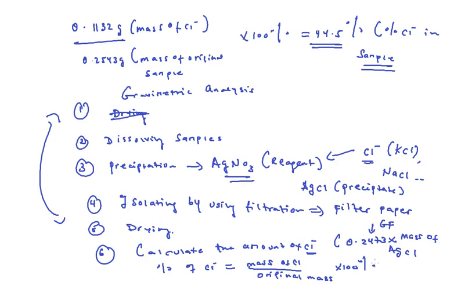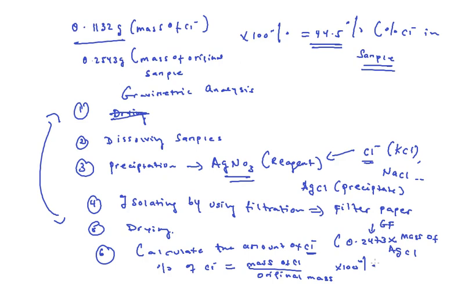So dissolve the sample, form a precipitate by using a suitable reagent to get silver chloride, and filter the silver chloride precipitate by using appropriate filter paper. Dry it, give it about a day or two, or sometimes even shorter if you use a furnace. It depends on how much time you have. The amount has to be weighed accurately, and subtract the weight of the filter paper to get the pure mass of silver chloride.